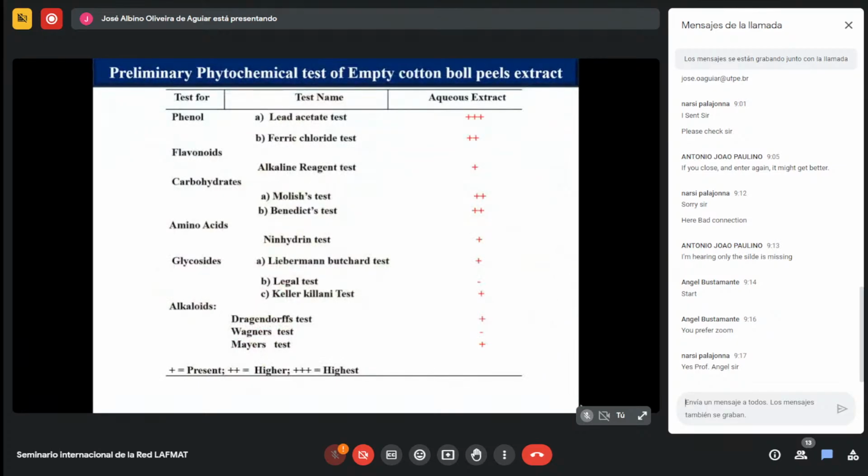Initially we are checking preliminarily whether any phytochemicals are present or not. These are polyphenols, flavonoids, carbohydrates, amino acids and alkaloids, which are present in the plant extract, that is, in the cotton peels. These are responsible for the formation of the metal oxide nanomaterial and metal nanomaterial.